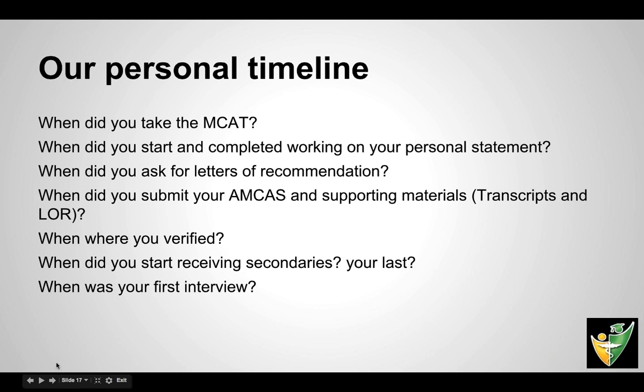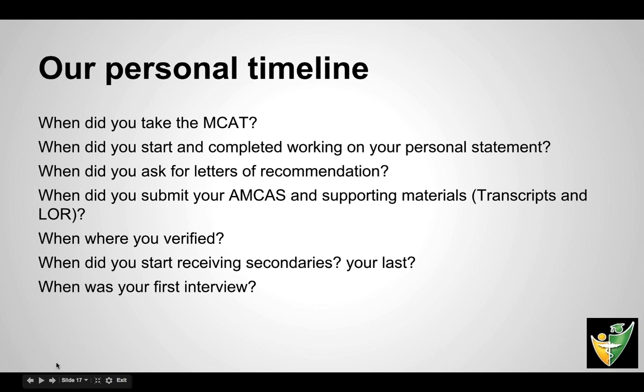And I started my personal statement, like I mentioned earlier. I started it actually before applying to the post-bac program. But in total, I would say I spent about 6 to 7 months off and on working on it. I asked my letter writers probably around June for letters of recommendation, and I submitted my actual application on July 11th.